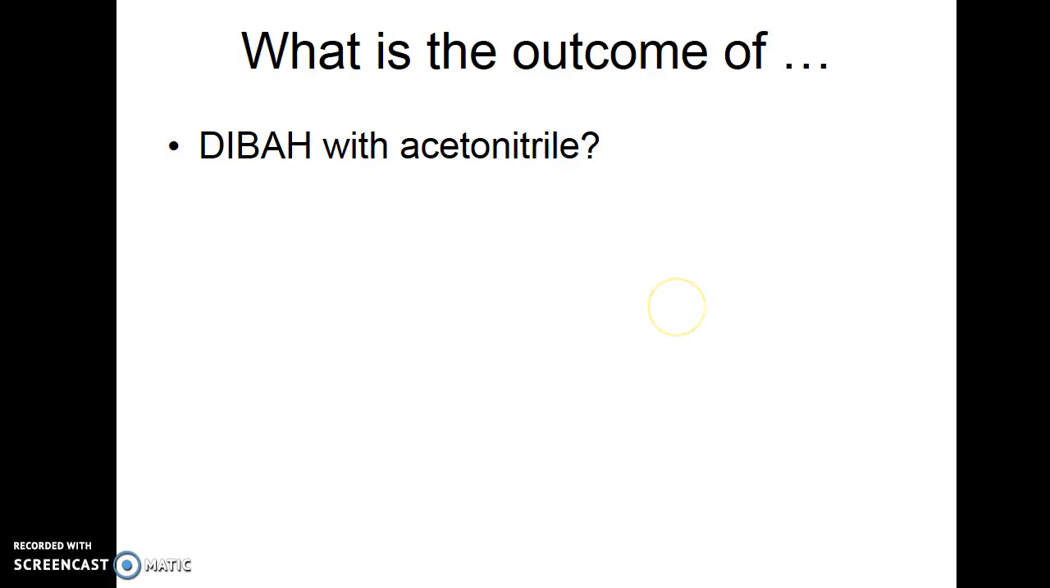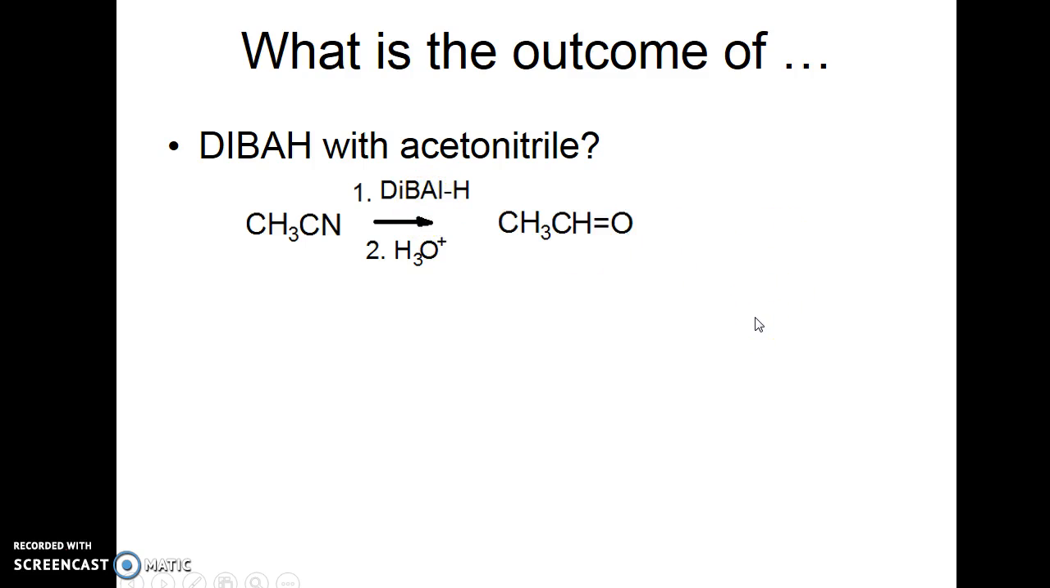What is the outcome of DBA with acetonitrile? This is acetonitrile and this is DBA. This is our other way of writing DBA. Notice the Al gives you a hint as to the product. Even though that stands for aluminum, it can remind you that it makes the aldehyde.